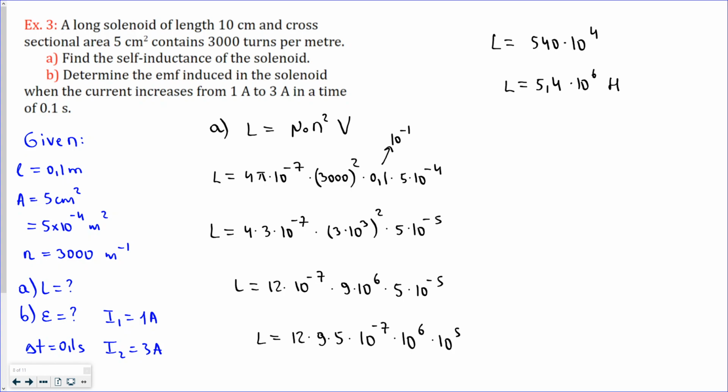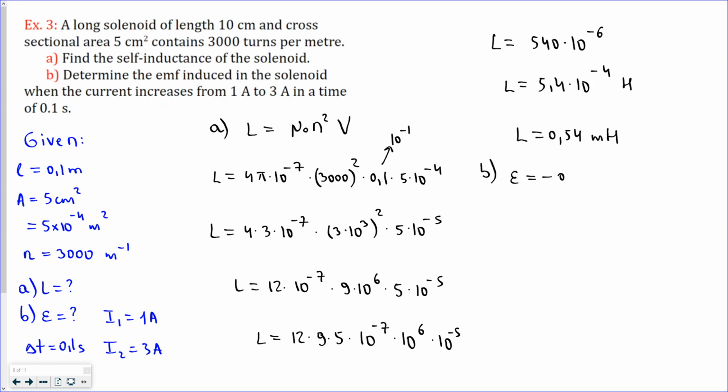Oh, sorry, here we have minus 5. Minus 7 minus 5 is minus 12. Minus 12 plus 6 is minus 6. Here minus 6. And the answer here is 5.4 times 10 to the minus 4. And we can rewrite this as 0.54 millihenry. Okay, now B part, we need to find the induced EMF.